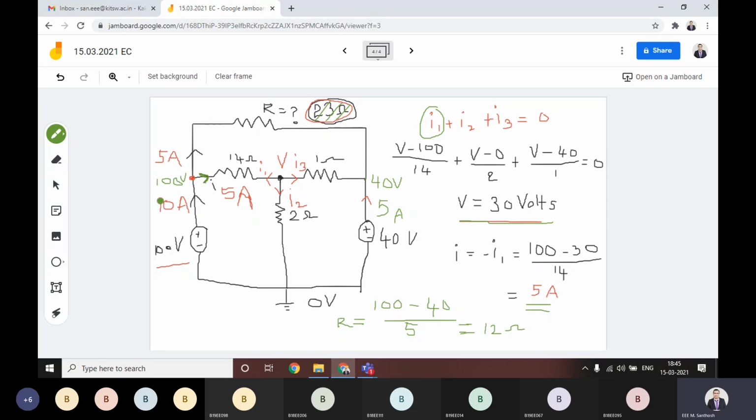This 10 amperes you are asking about, right? It is given in the problem. Sorry, this 10 ampere is already given in the problem. It is mentioned directly in the problem. Okay, sir. Thank you. Sorry for that. This 10 amperes and 5 amperes are directly given in the problem.